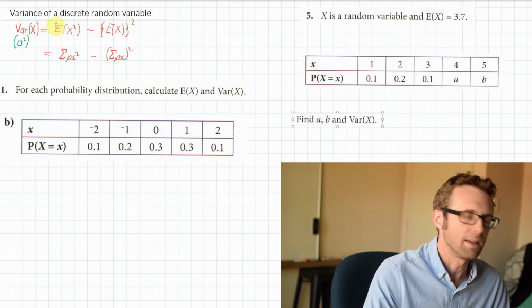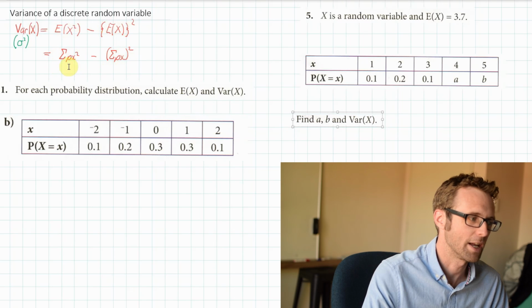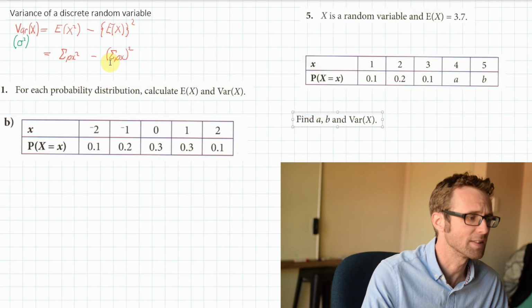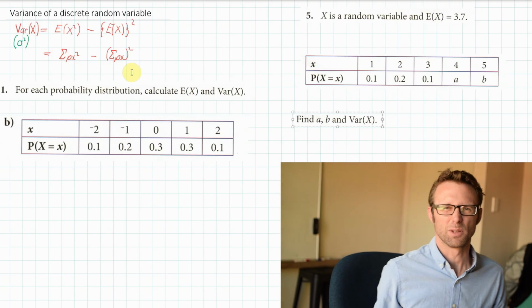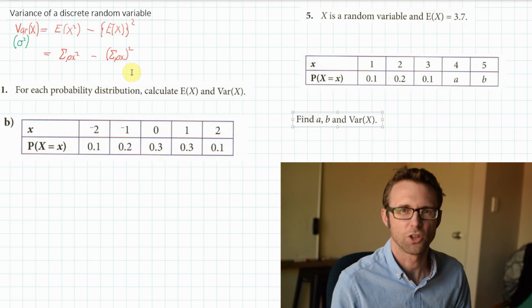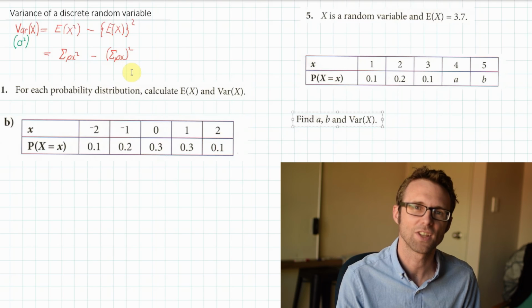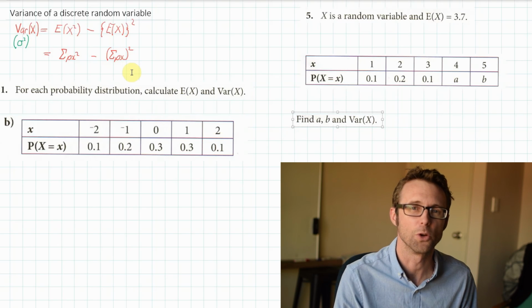Now, E(x squared) is the sum of x squared times p(x), and E(x) is the sum of x times p(x), and we're going to square that. So that gives us the second line here, sum of x squared p(x) minus the sum of x p(x) all squared. Again, probably seems a little bit confusing at first, so what we're going to do is try two examples from the exercise, and I think that'll be enough to get you well on your way.